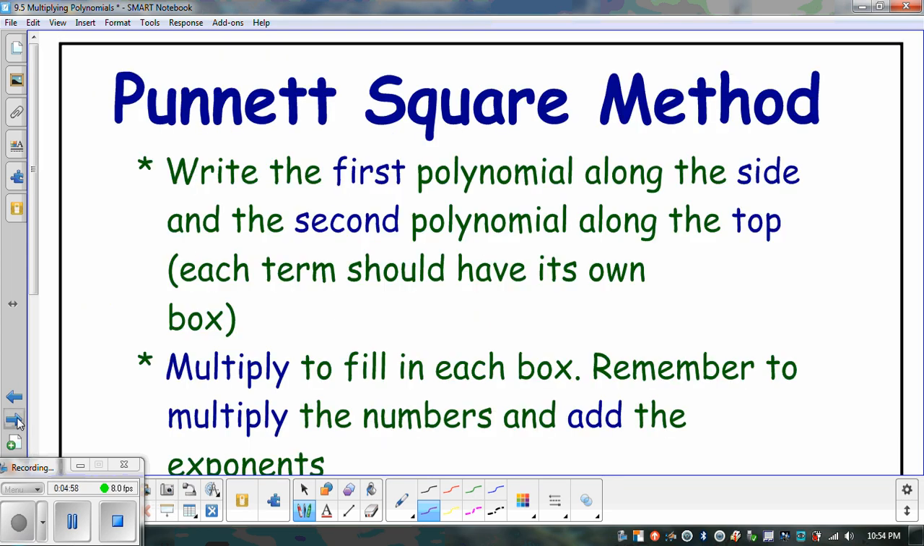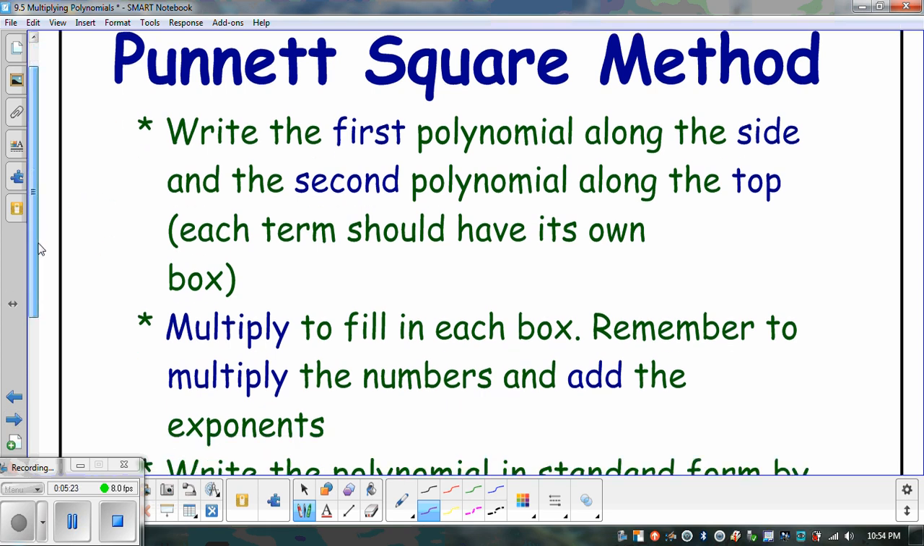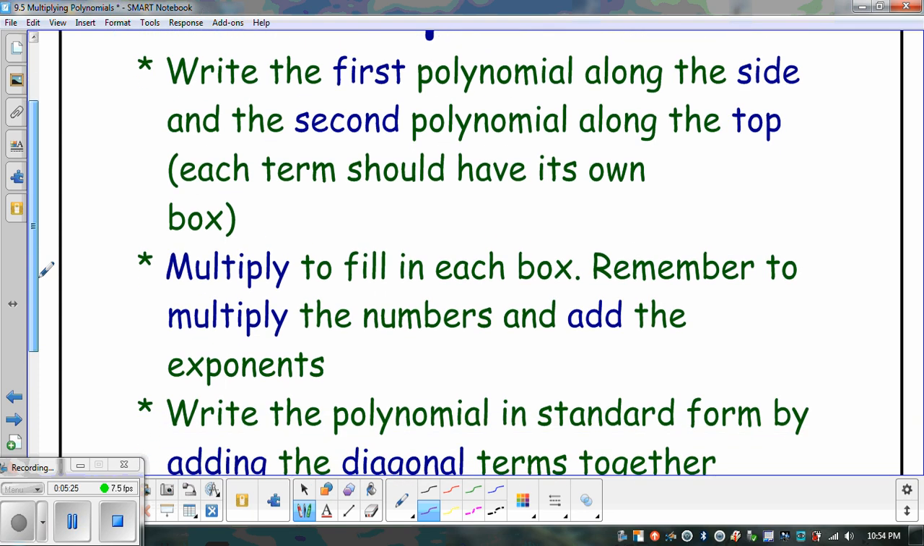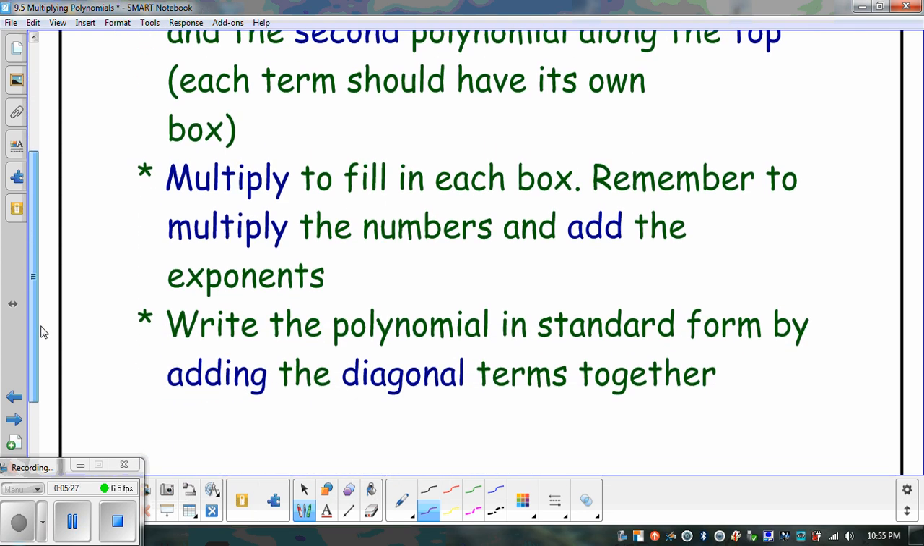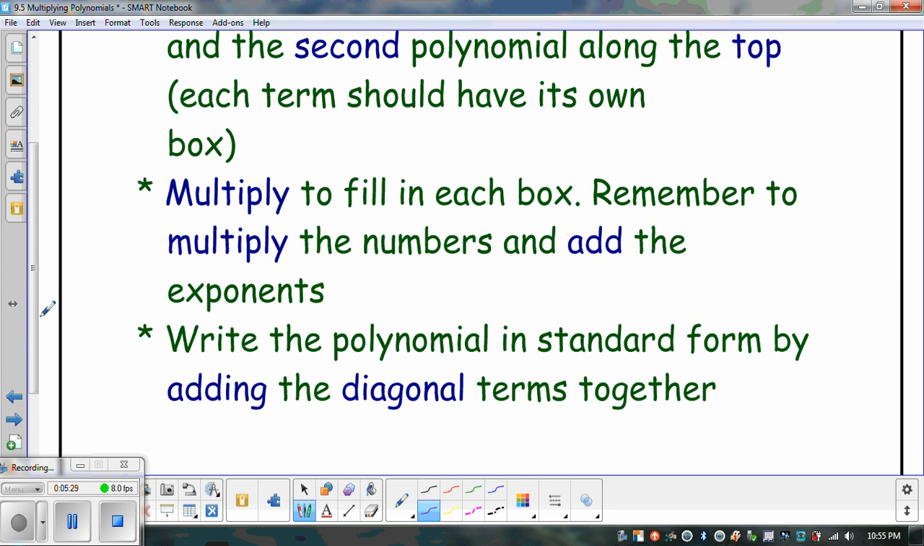The next thing we're going to get ready to view, some of you have already learned as the FOIL method. I am going to show you two different ways to multiply a binomial times a binomial. The first way is called the Punnett square method. You will first write the first polynomial along the side of the boxes and the second polynomial along the top side of the boxes. Each term should have its own box. These directions will make sense in just a moment when you see the first example.